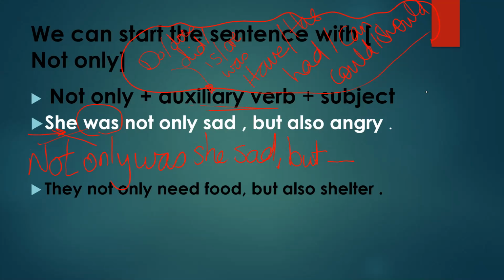So they not only need food, but also shelter. If I asked you here to answer using not only, I'm going to write not only. I'll begin my sentence with not only. So not only. Where is the auxiliary verb here? Miss, do you mean the verb itself? No, not the verb. I want to change it into a question. How? Did, miss, can I use did?